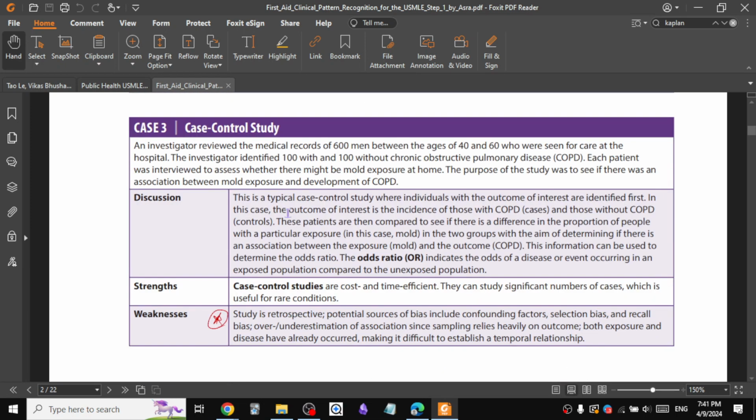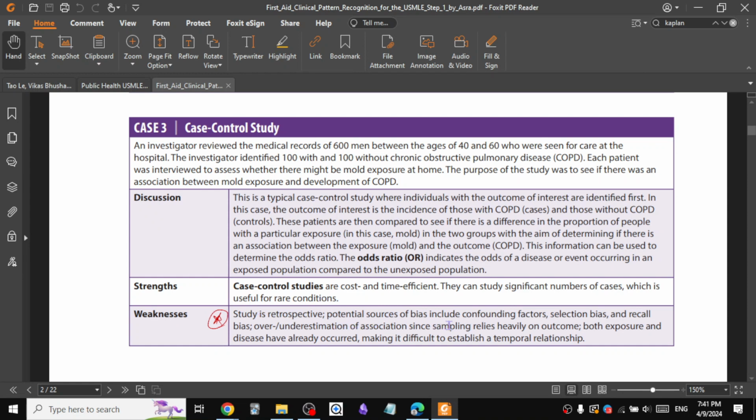Case control. It's a better study. It's a good study because now you have a control compared to just a case series, right? So now, since you have a control, you can make some comparative causal relations and stuff, right? So what do you do? You see, it's cost and time efficient and can study a significant number of cases, especially used with rare conditions. Okay. The study is retrospective.